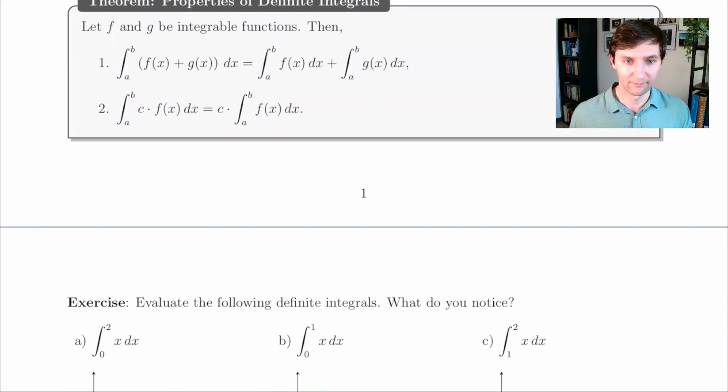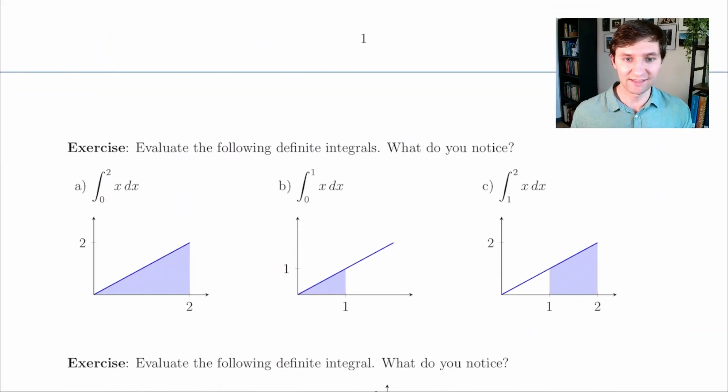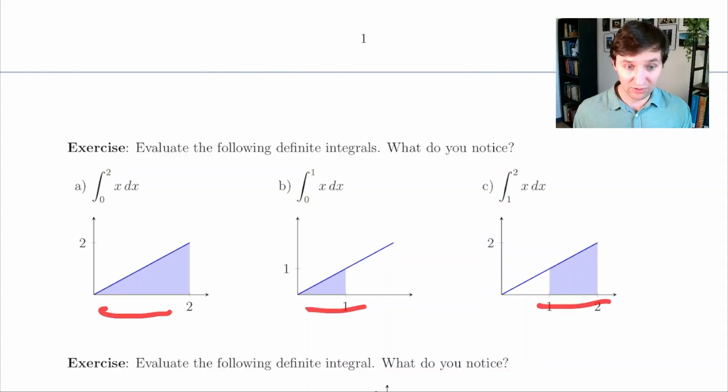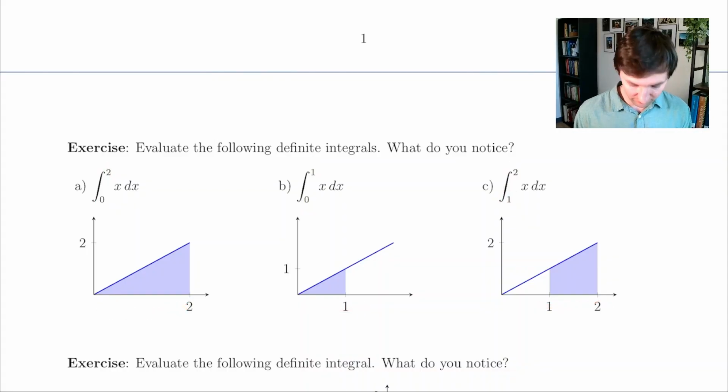Let's discover a few more properties. In this exercise, we're given again 3 definite integrals. We must evaluate them and see what we notice. If you would like to try this on your own, stop the video now. Note that here the function does not change. The function is always x. What changes are the limits of integration from 0 to 2, from 0 to 1, and from 1 to 2. Similarly, the regions change. The region goes from 0 to 2, the region goes from 0 to 1, and the region goes from 1 to 2.